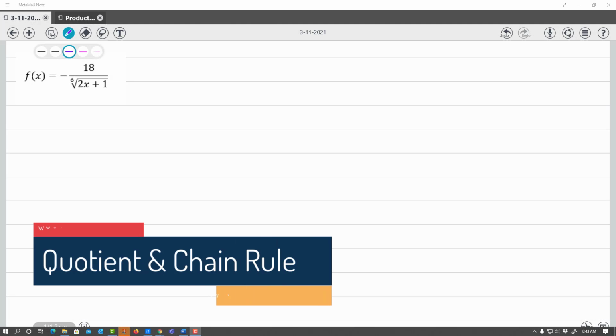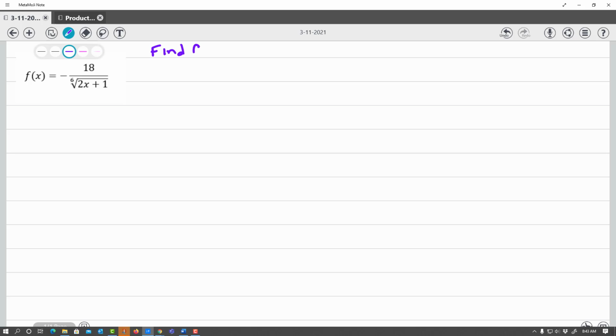Alright, it looks a little weird, but I could rewrite it. I want to find this derivative. You're probably wondering, why is she talking and not telling us what she wants? So I want to find the derivative, and this looks like a quotient. All I'm going to do is rewrite it. I'll put the negative with the 18, it doesn't matter, it's the entire fraction, but let's rewrite that denominator to the 1/6 power. Remember, square root is 1/2, so that root is our denominator.